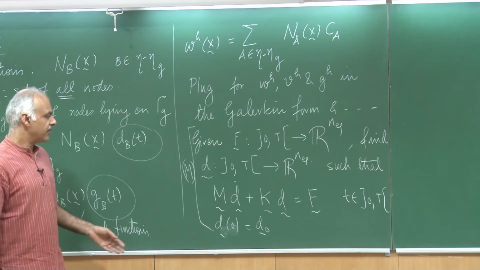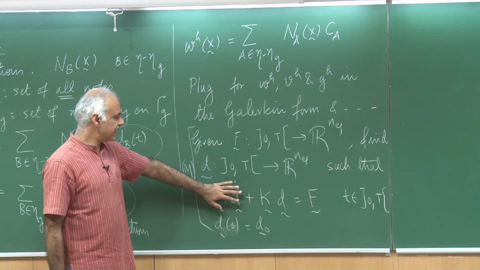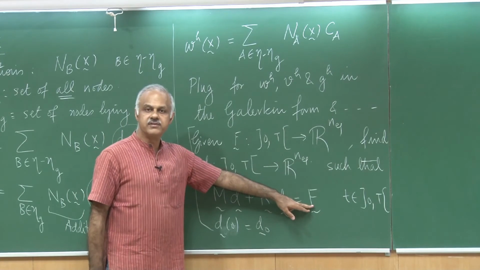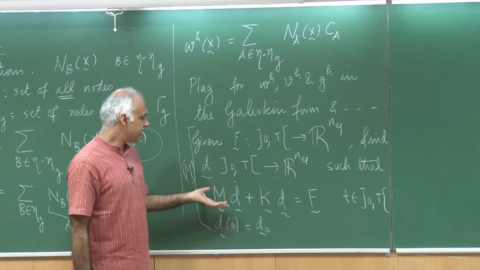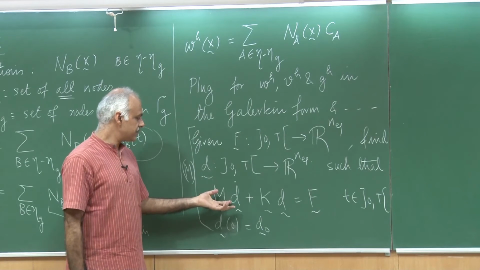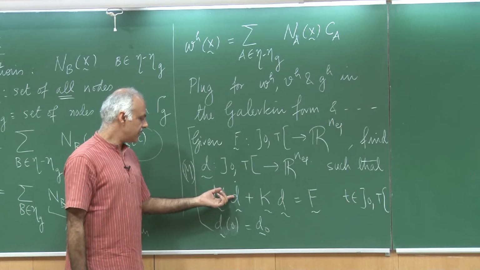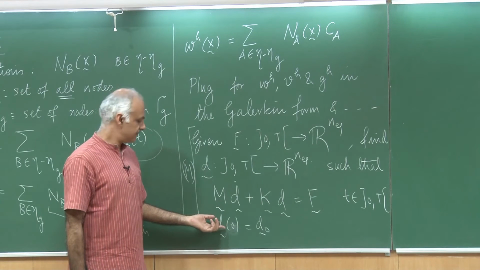Okay. When I had a steady state problem, the steady state heat conduction, I was only dealing with Kd equal to F, and of course, there was no initial condition. Now, with the advent of the unsteady term, I have this additional M d dot, and of course, I also have an initial condition.